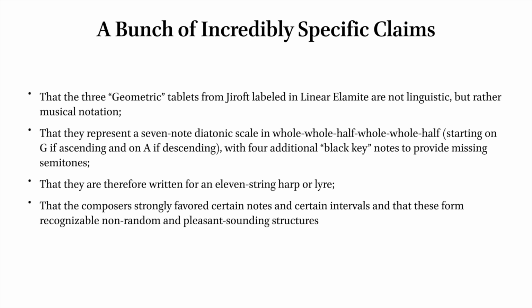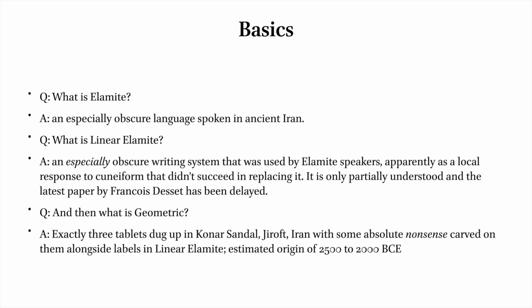But I just used a bunch of words most of you have never heard, so let's back up. What is Elamite? It is an especially obscure language that was spoken in ancient Iran. I fell into a lore hole a few months ago, and I know a lot about Elamite now, more than anyone ever needs to know. What is linear Elamite? It's an especially obscure writing system that was used by Elamite speakers, apparently as a local response to cuneiform that didn't succeed in replacing it. It died out. It is only partially understood, and there's an upcoming paper that explains more about it by François Desset, but it's apparently been delayed.